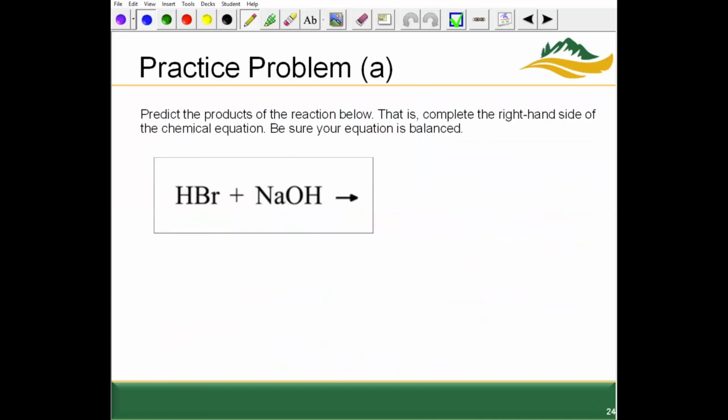Okay, let's put all of that into practice now. So let's predict the products of this reaction below. We might notice this looks like an acid. This is sodium hydroxide. We're starting to recognize it as a base. So we're going to complete the right-hand side of the chemical equation. And as always with any of these kinds of problems, we're going to make sure our reaction equation is balanced.